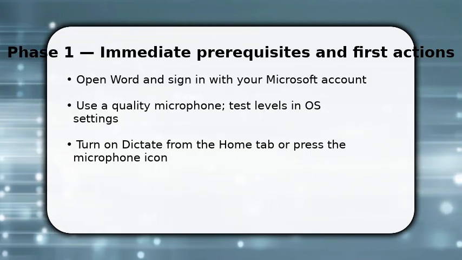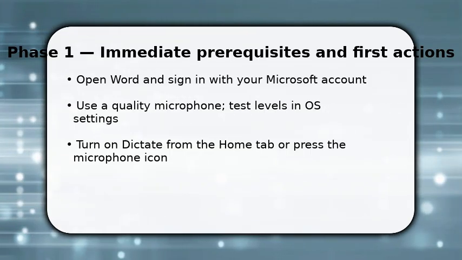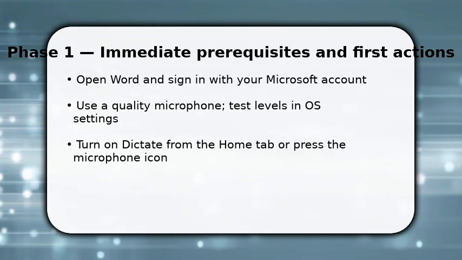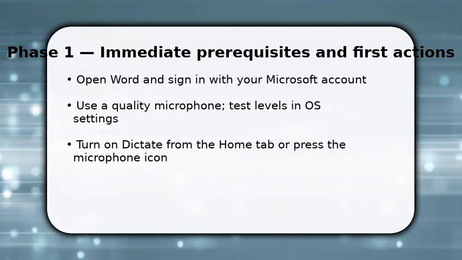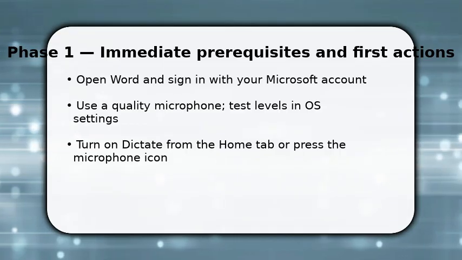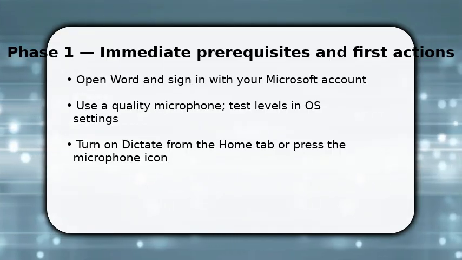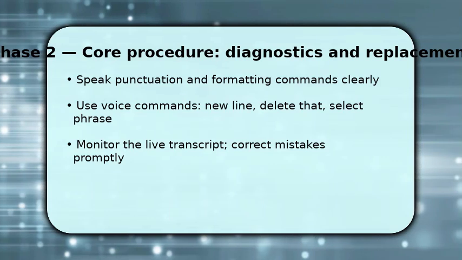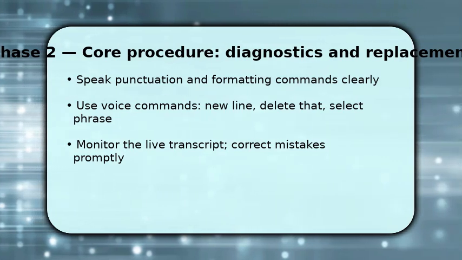Speak normally, enunciate punctuation like comma and period, and pause for new lines. If you want language options, select the language menu beside the icon, then choose the dialect for best recognition. You now control dictation and make live edits while speaking.